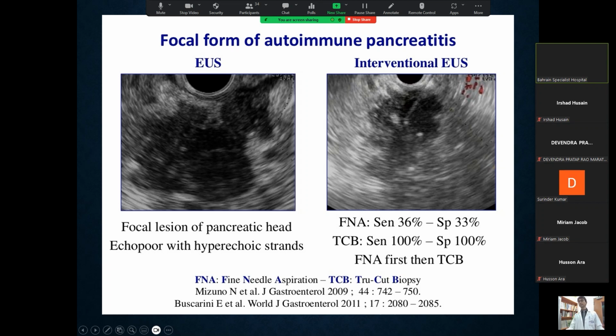FNA, as I said, has a sensitivity around 36% with a specificity of 33%. However, if we go for a true cut biopsy, the sensitivity is around 100% with a specificity around 100%. But the protocol is FNAC followed by true cut biopsy if required.